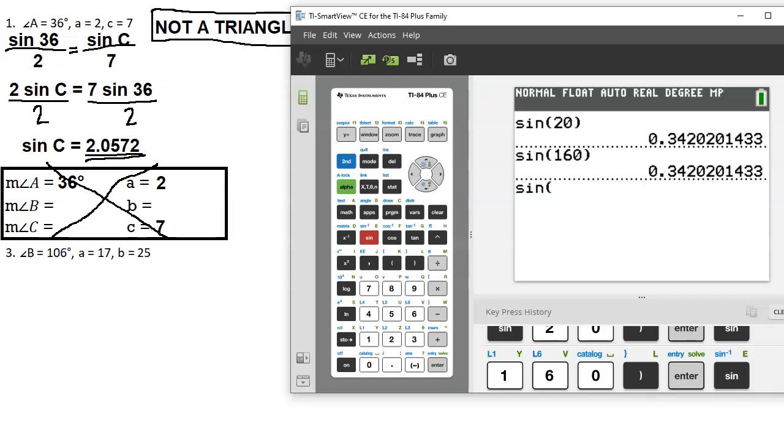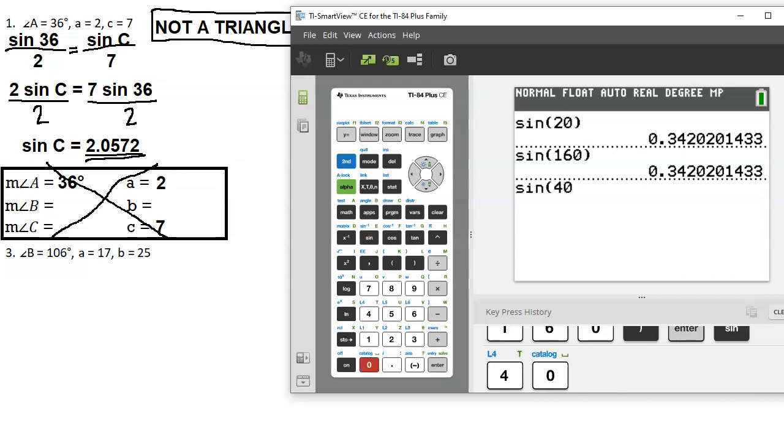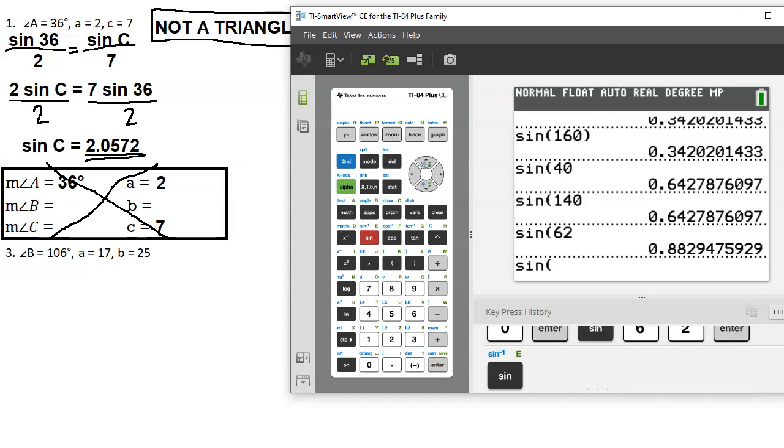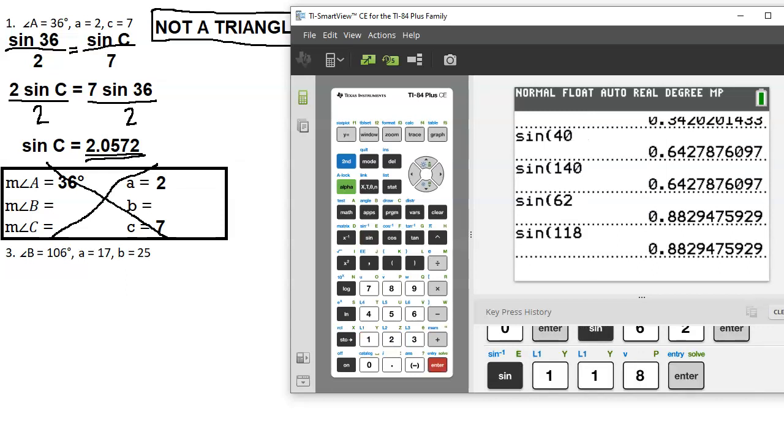Let's try this again. Sine of 40, and then sine of 140. Okay. Yeah, we might be up to something here. Let's try this again. Sine of 62 and the sine of 118. All right, this is getting ridiculous. Why in the world is it doing this? I don't know if you noticed the examples that I'm giving you are all supplementary. They all add up to 180.